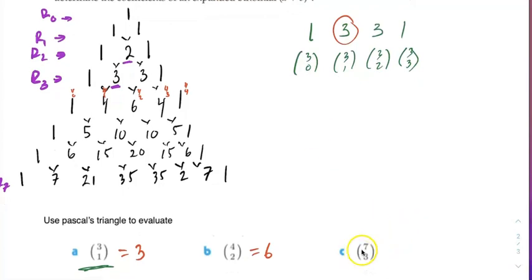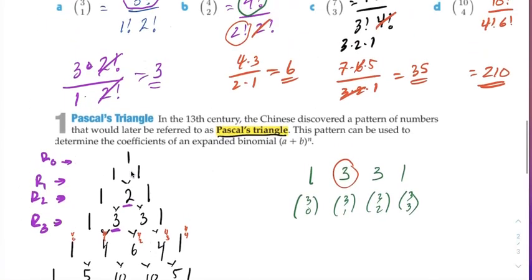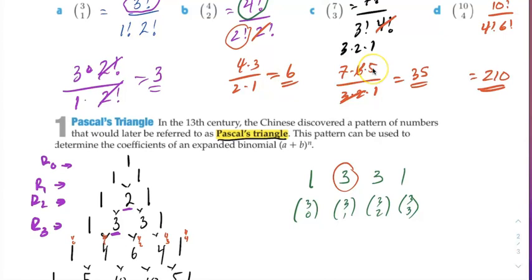Right, so it's going to be the same thing. 7, 3 should be in row 7. So 7, 0, 7, 1, 7, 2, 7, 3, 35. Right, and again, we did do that one by hand. We got 35. So that's how you use Pascal's triangle.